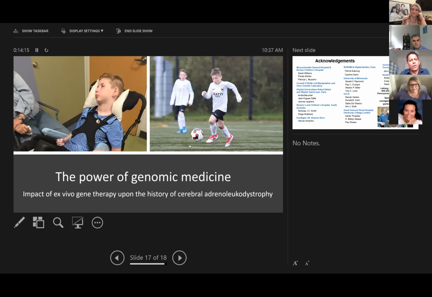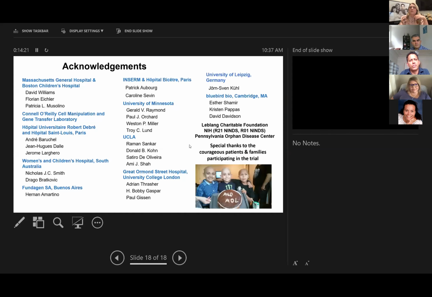Just to obviously acknowledge that it takes a village of people, and that we couldn't have done this without the many different collaborations that Ali Fatemi also mentioned, the community at large, and of course the many courageous families and patients that participated in these studies. Thank you.